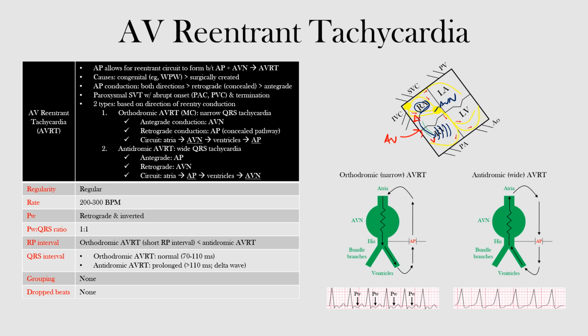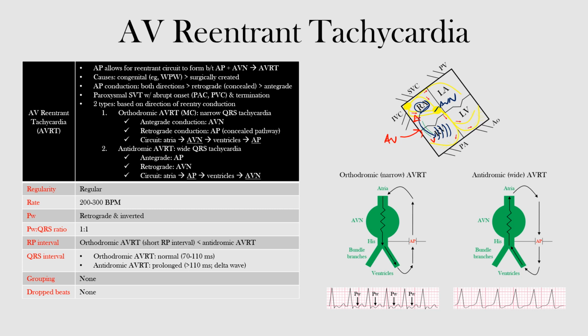The majority of these accessory AV connections are congenital and present at birth. They can appear in multiple different anatomical locations, and there can be even more than one accessory pathway present in some individuals. One example is Wolff-Parkinson-White, or WPW syndrome, which is characterized by a congenitally abnormal accessory pathway, episodes of AVRT, and a risk of sudden cardiac death. The accessory pathway in WPW syndrome is typically referred to as the bundle of Kent, or AV bypass tract.